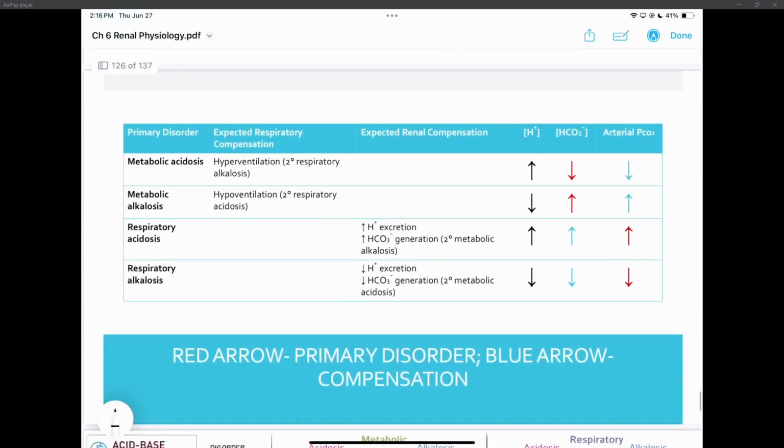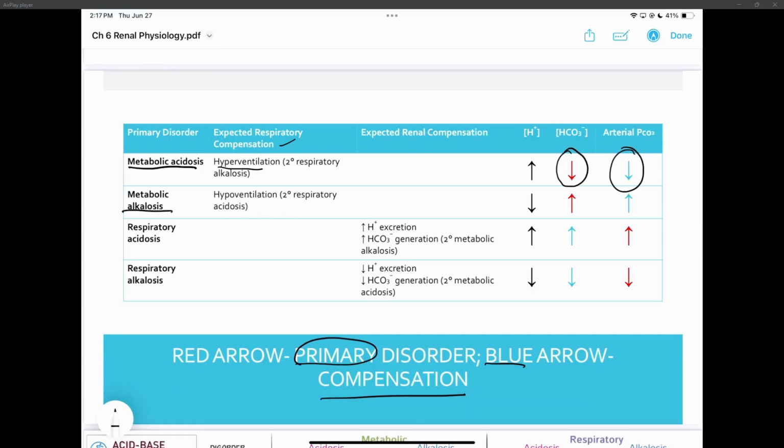So, metabolic acidosis. Expected respiratory compensation is hyperventilation. On the bottom, the red arrow is the primary disorder, the blue is the compensation. So metabolic acidosis, we know the red is the primary problem, so metabolic acidosis is low bicarb. The compensation is the blue, CO2.